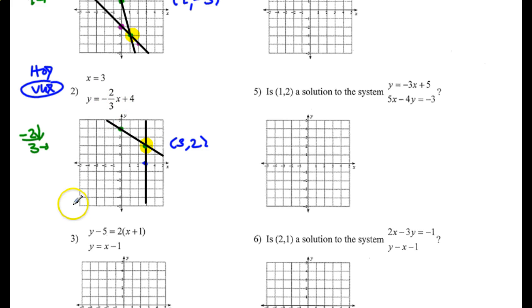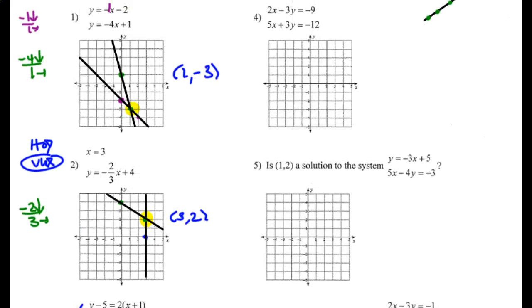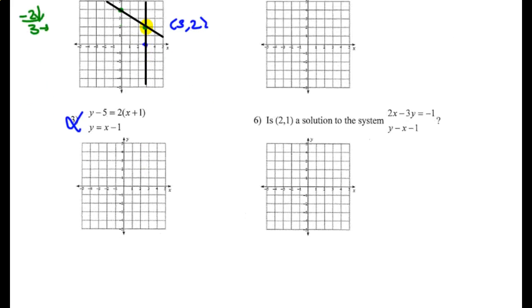Okay? For now, we'll skip 3. The only thing I really want you to take away from 3, this is a bad problem because it totally doesn't fit on the graph. But hopefully if you look at this, you'll realize that, okay, this equation I can graph. That's in y equals mx plus b form. This one I need to solve.